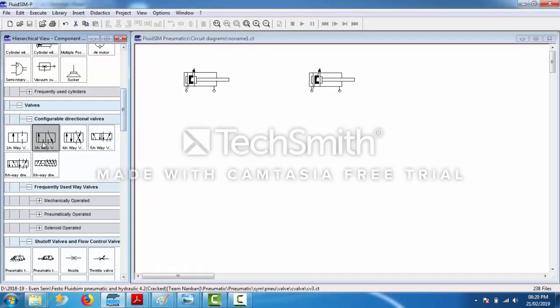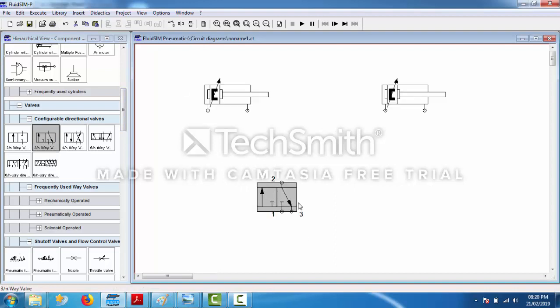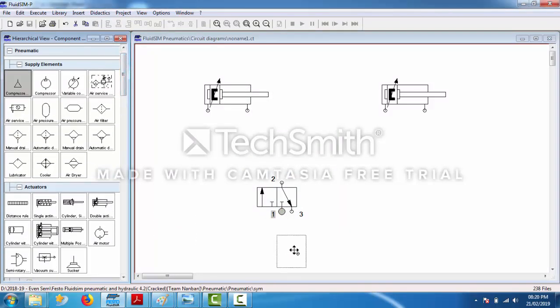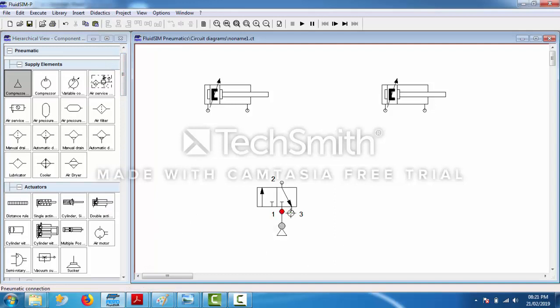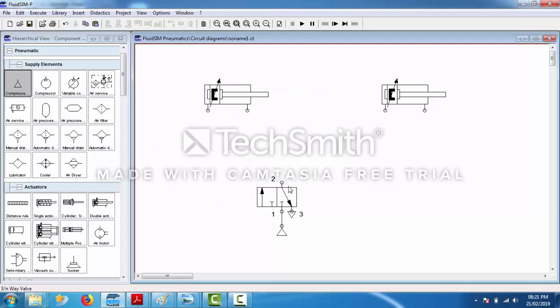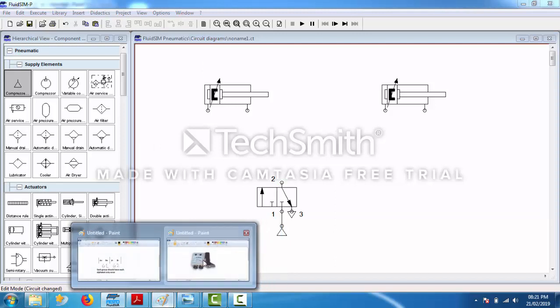So basically this is a 3 by 2 valve. What this valve is saying, always remember, the first port is always connected to the compressor. The compressor is providing the air, and the third port is always connected to the exhaust, and the second port is your outlet. In this position the outlet is connected to exhaust, so no air is going out from here. But if this position is activated, what is going to happen? Air from the compressor is going to come over here and pass right to the outlet.